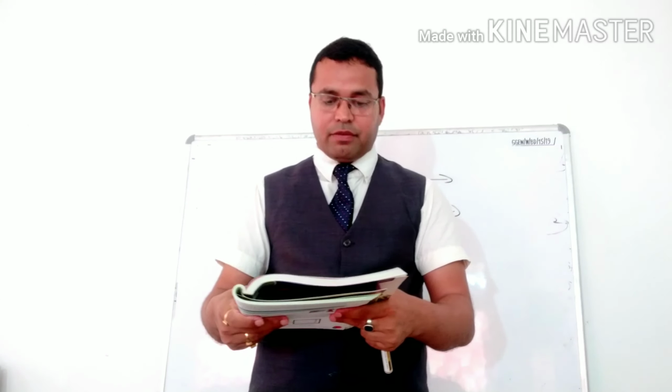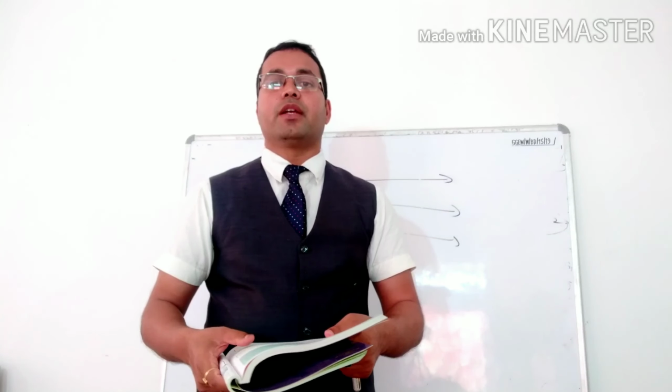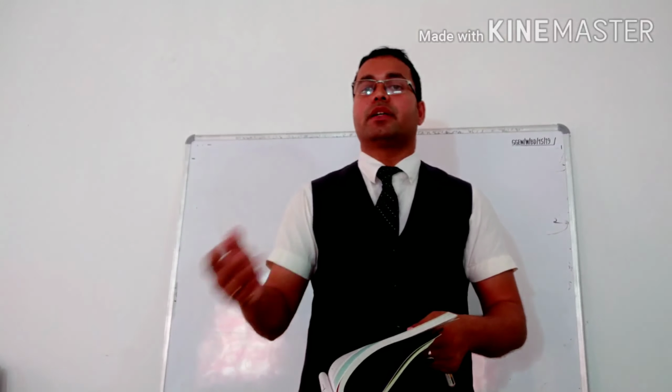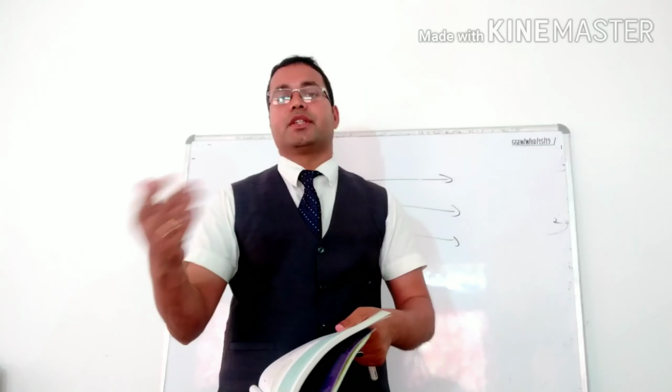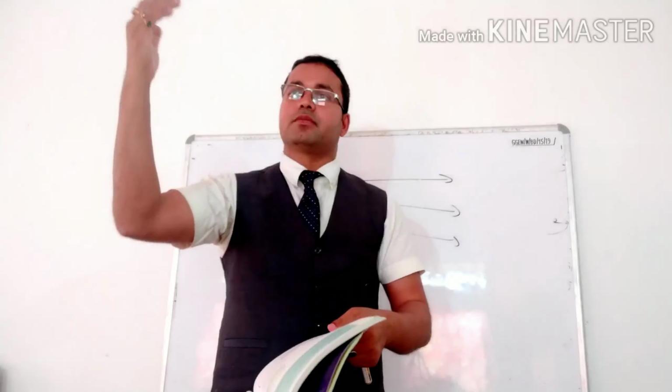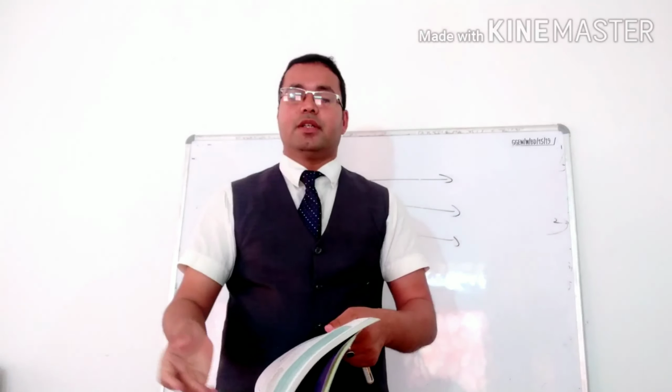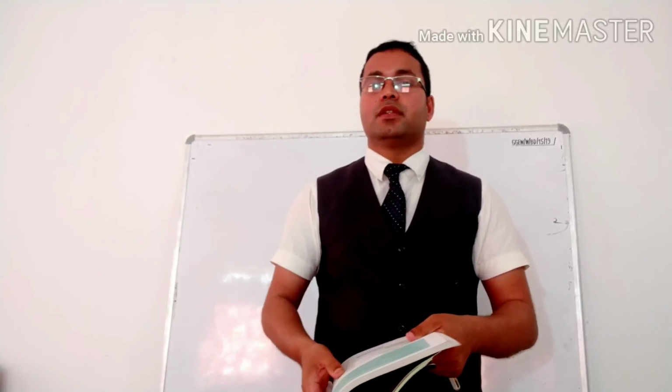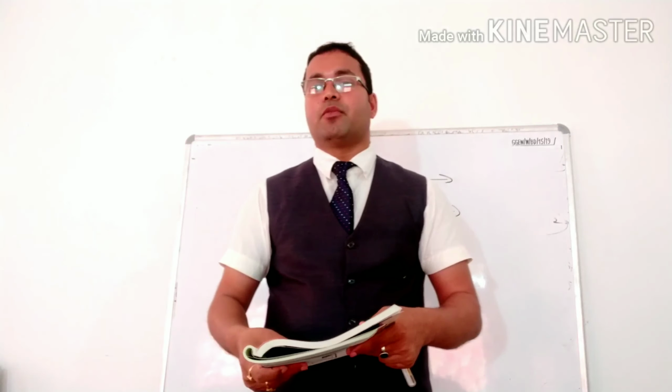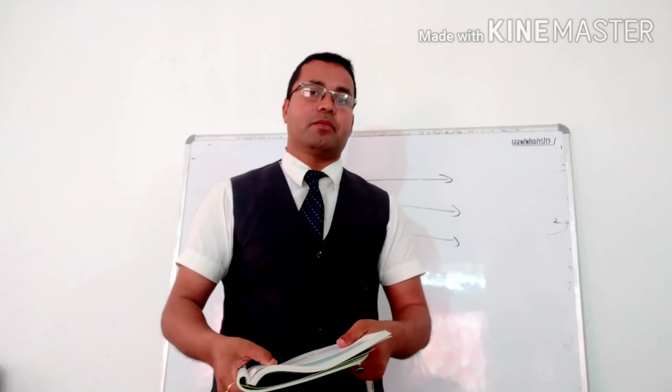And reflection of light. When light falls on a reflector, then reflection takes place, meaning light bounces back in the same medium. For example, mirror. Glass is not a reflecting body, glass is actually a transparent body.